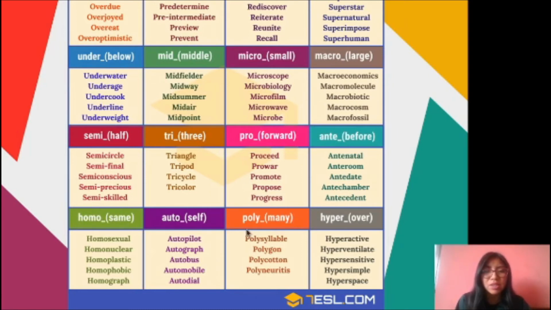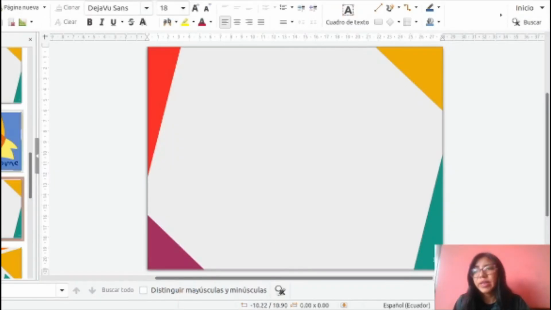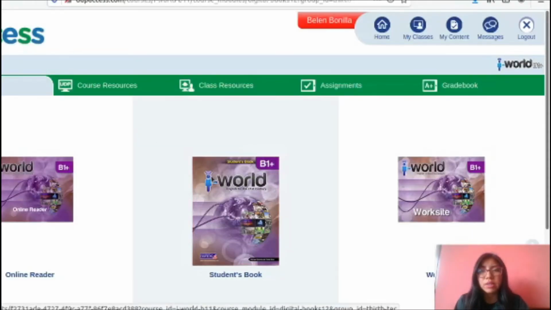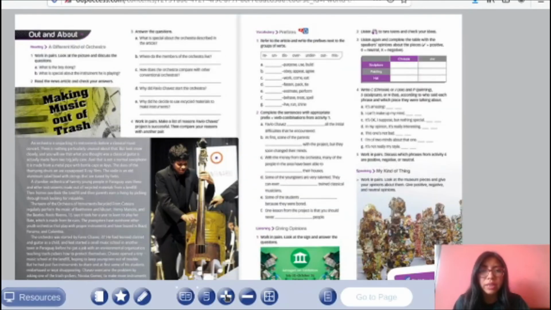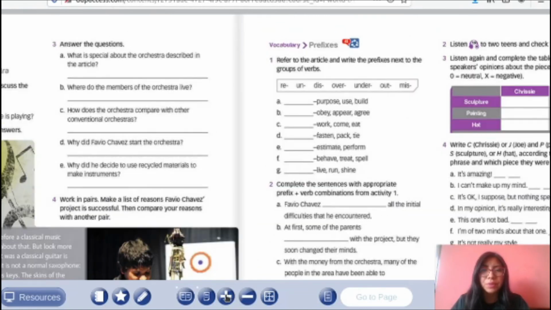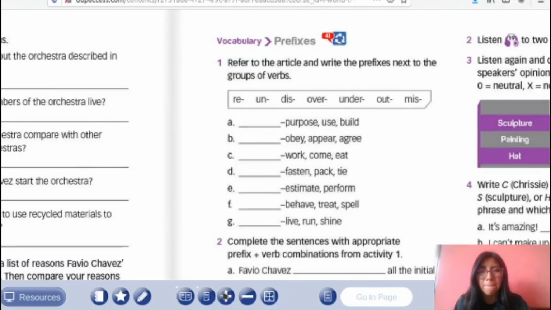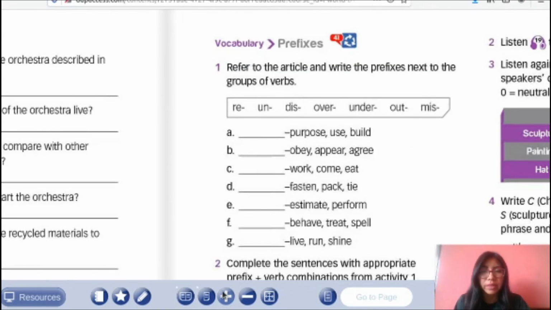In this case, pay attention. Poly means many. Syllable, one. Polysyllable, many, okay? And that is all. We are going to make some exercises in order to practice, okay? So please, students, open your books on page number 53, okay? We are going to do that exercise, okay? We are going to go to the vocabulary part, prefixes, okay? And we are going to do that.